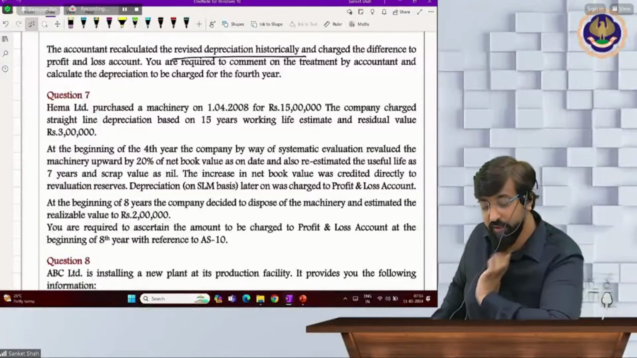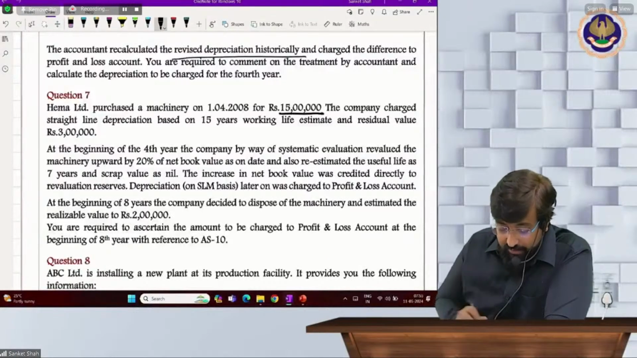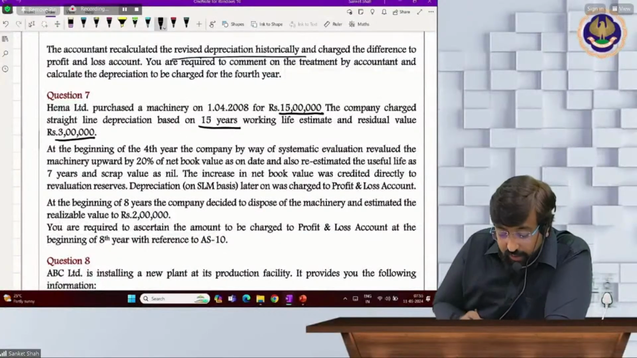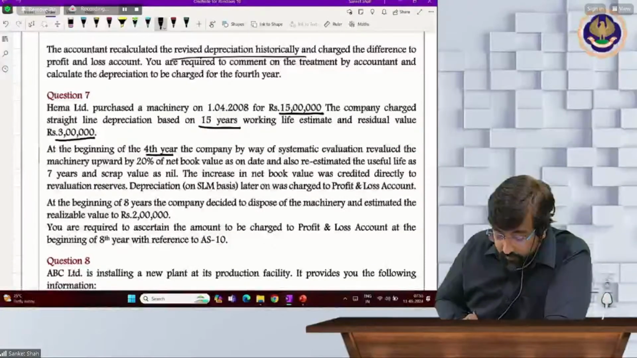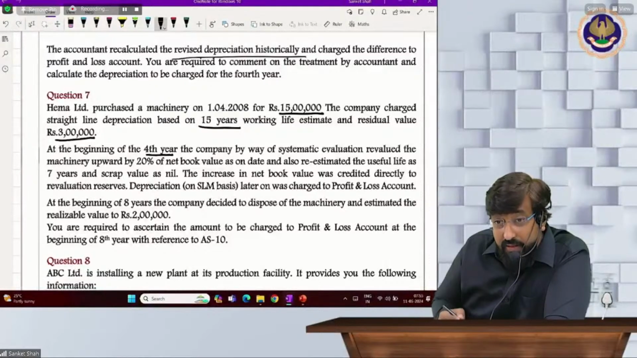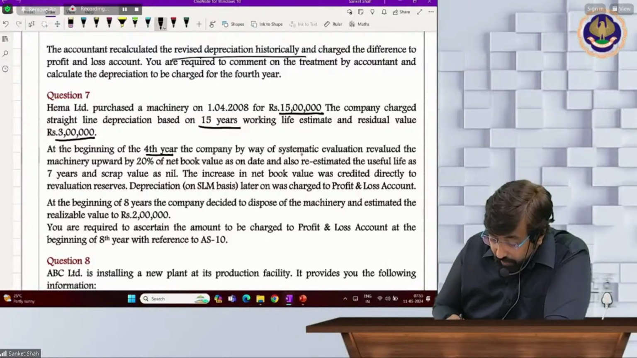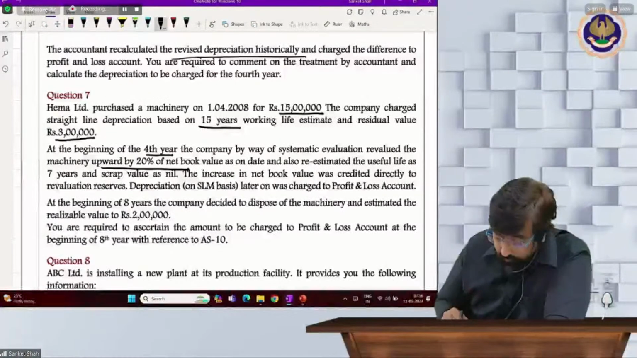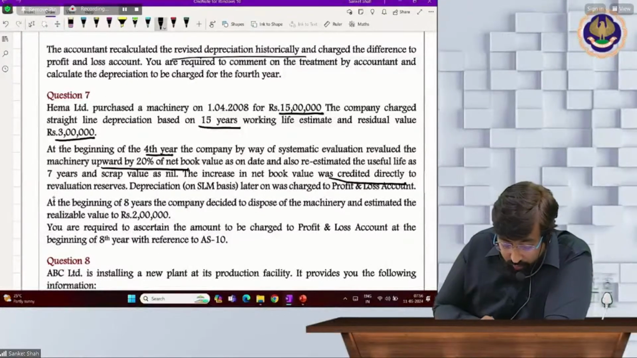Hema Limited purchased a machinery. I will read it for you. 15 lakhs. The company charges depreciation on the straight line method over 15 years and residual value 3 lakhs. Very simple calculation. At the beginning of the fourth year, means after 3 years of depreciation, the machinery was revalued upward by 20% on the net book value. So it increased by 20%, and was credited directly to revaluation reserve.